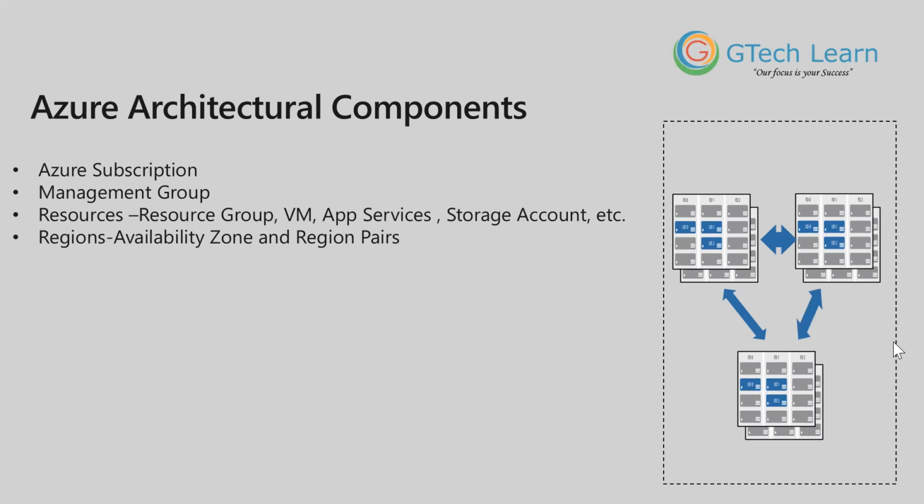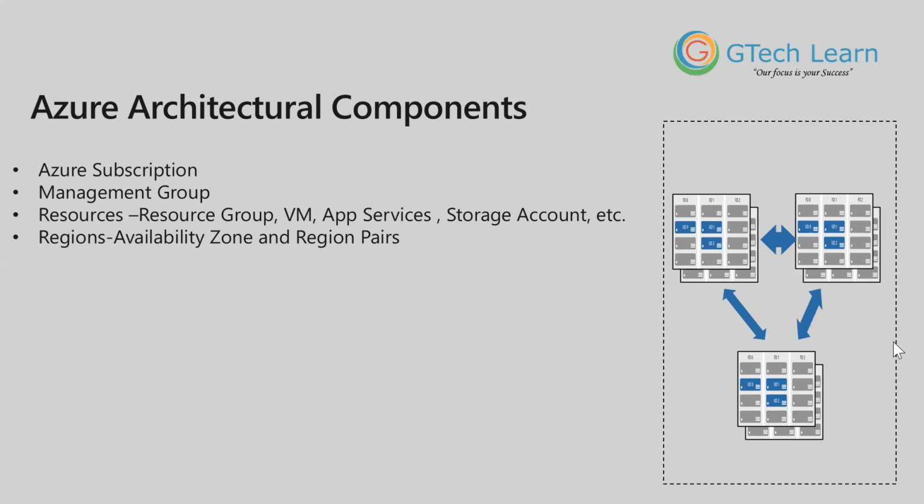After that, there is a region. A region is a geographical area on the planet that contains at least one, but potentially multiple data centers that are nearby and networked together with a low latency network. Why do we need to know about a region? For example, if you want to deploy a machine in a particular location, you will select the nearest region. There are many Azure regions like West US, Canada Central, West Europe, Australia East, Japan West. It gives you more flexibility to bring applications closer to your users, no matter where they are. It also provides better scalability and redundancy. This is all about regions.